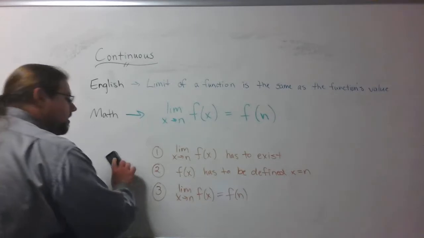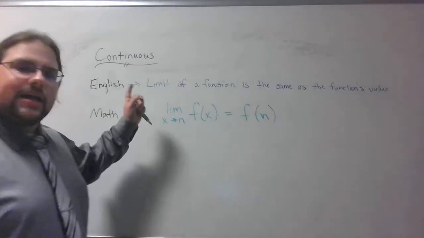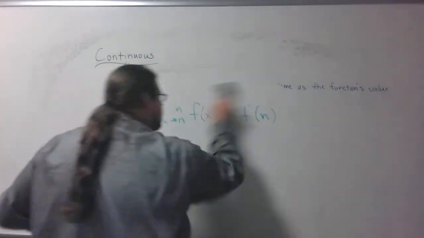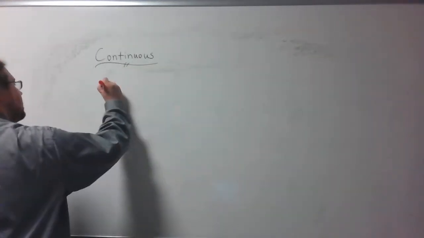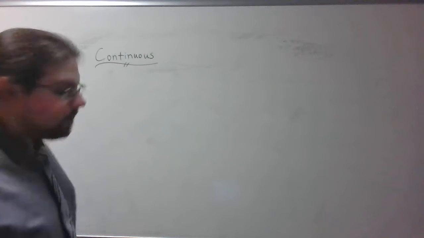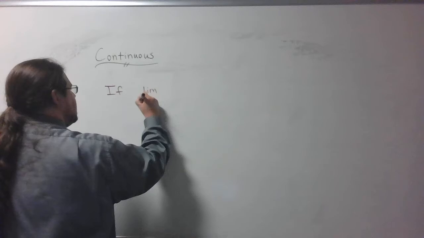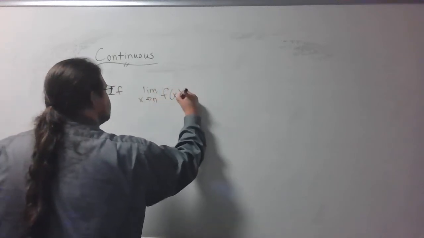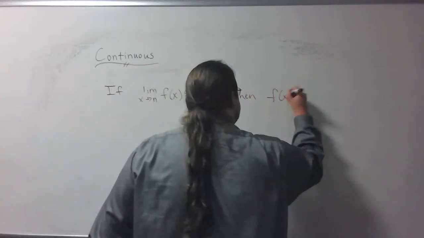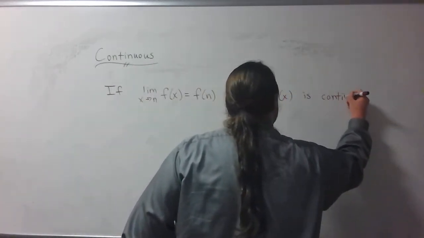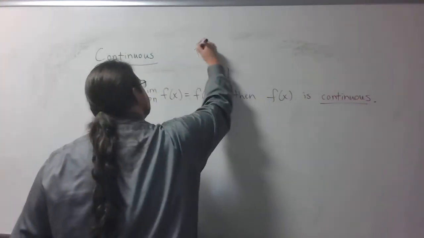The other thing that I want to go ahead and make sure I mention is that I don't want you guys to get confused between continuous and substitution. All right, so I'm going to write that very quickly in if-then form. If the limit as x approaches n of f of x equals f of n, then f of x is continuous. This is my definition of continuous.